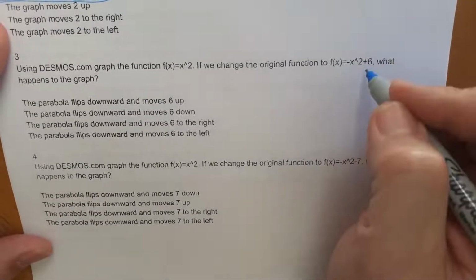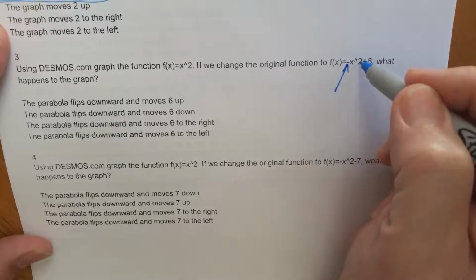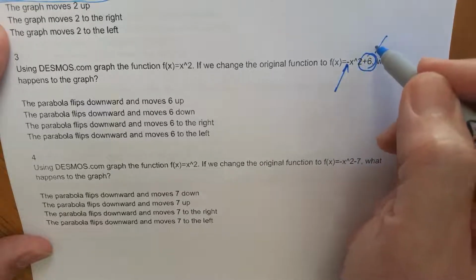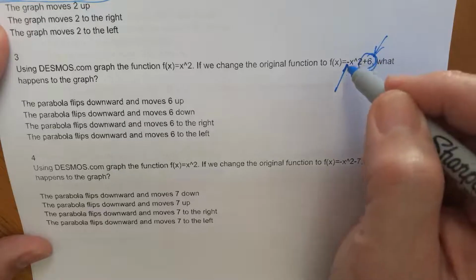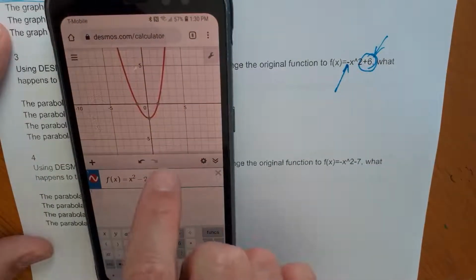So the next one gives us two things. Just to highlight this, it puts a minus in front of the x^2, and then it adds 6. So I know what the add 6 does. That moves it up 6. Got that. But what does this minus do? Well, let's get rid of this thing.